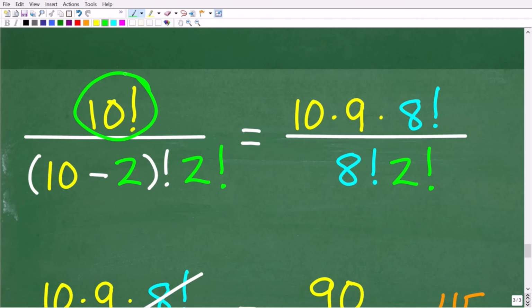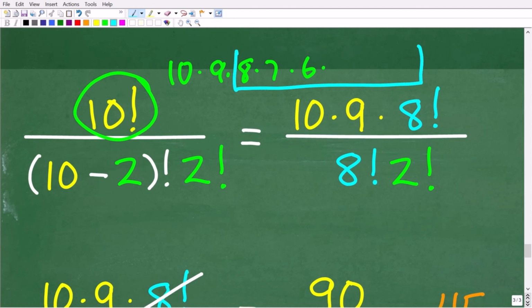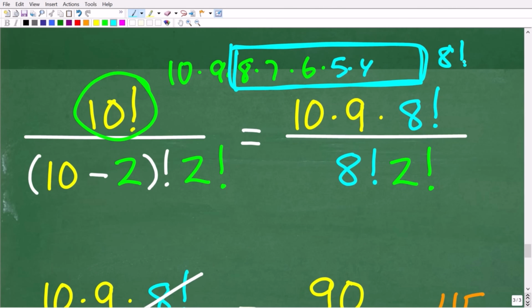So 10 factorial over (10 minus 2) factorial times 2 factorial. Remember, 10 factorial is what? Well, that means take 10 times 9 times 8 times 7 times 6, and this goes on and on. But at this point right here, let's consider what this is. This is 8 times 7 times 6 times 5 times 4. This entire thing is actually 8 factorial. So 10 factorial is equal to 10 times 9 times 8 factorial. You want to write it this way. Again, 10 factorial is 10 times 9 times 8 factorial.